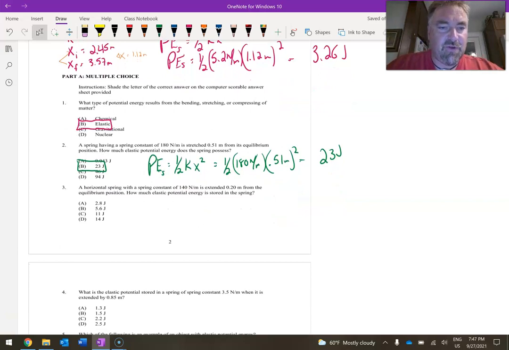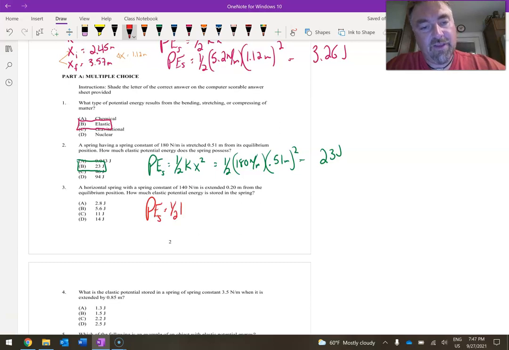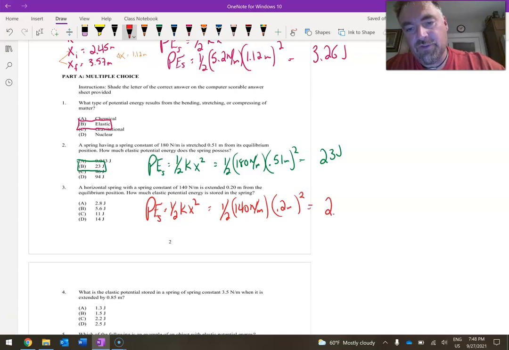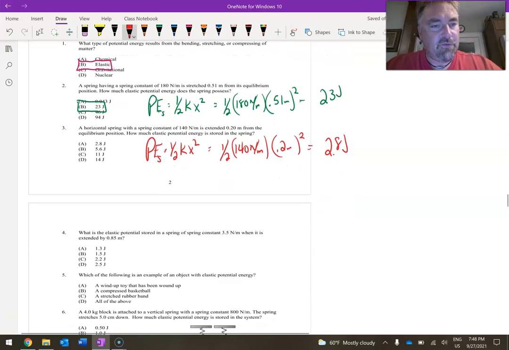Number 3, a horizontal spring with a spring constant of 140 newtons per meter is extended 0.2 meters from the equilibrium. How much elastic potential energy? Again, potential energy stored in the spring, 1/2 kx². In this case, our k is 140 newtons per meter, and my x is 0.2 meters. Don't forget to square it. When you do that, you end up with roughly 2.8 joules. So choice A.